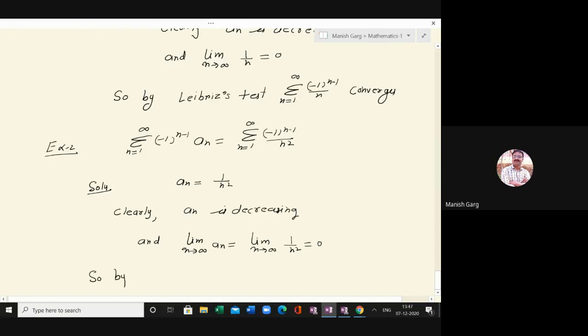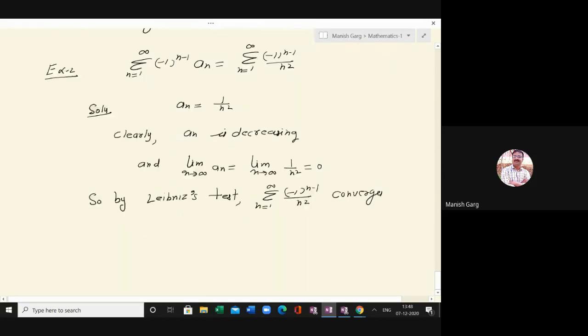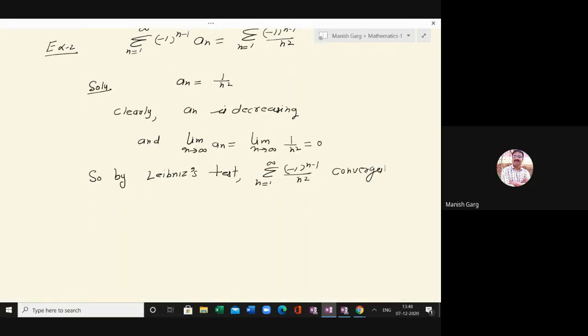So by Leibniz test, your series sum n is equal to 1 to infinity (-1)^(n-1) by n square converges. So it means if you take both series alternating, these converge.